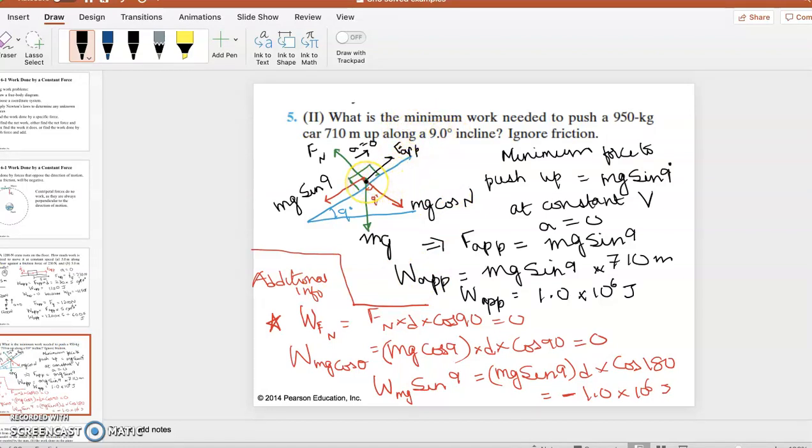Needed to push a 950 kilogram car 710 meters up. Right? So where is the direction of the movement of the car? This is the direction. We want to move it 710 meters. So we want the minimum work which is required for that. We also don't have a straightforward applied force value. We try to see which force we are trying to overcome, and that will be the minimum amount of force that we want to apply.